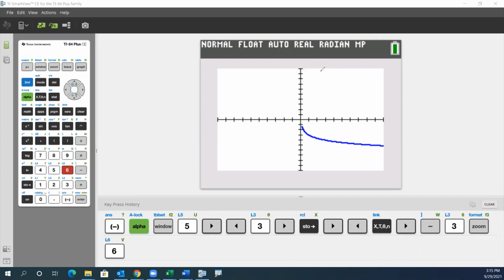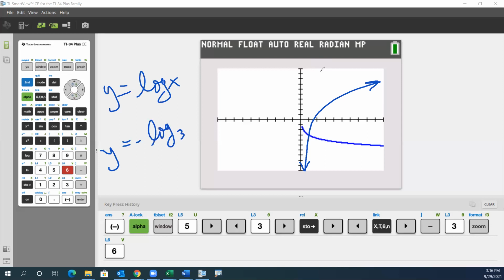Now, I had a really good idea of what this thing was going to look like, not just from those points, but mainly because the basic log function looks like this. It comes in and looks about like that, uses the y-axis as an asymptote, and just gets closer and closer. But our function was negative log base 3 of x minus 3. You stick a negative in front of a function, and that just flips it over. So it flipped it from this to this.